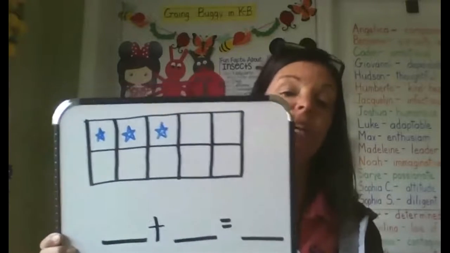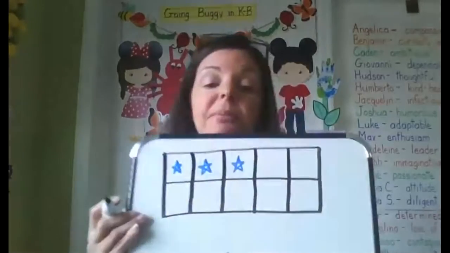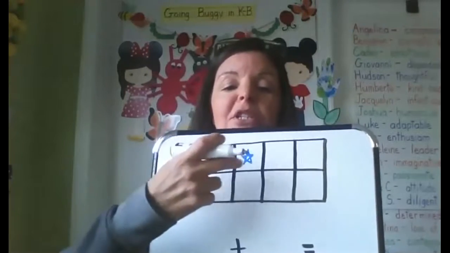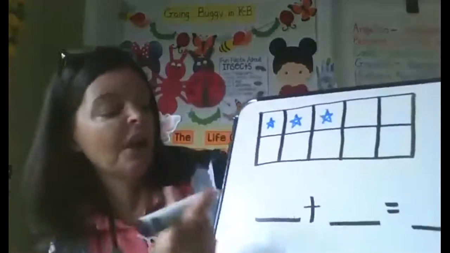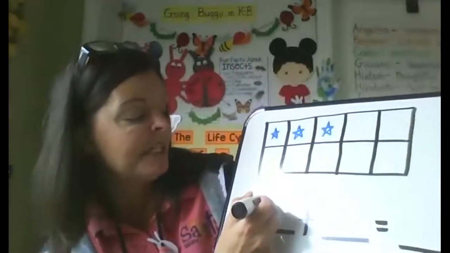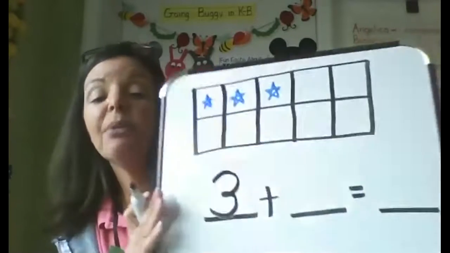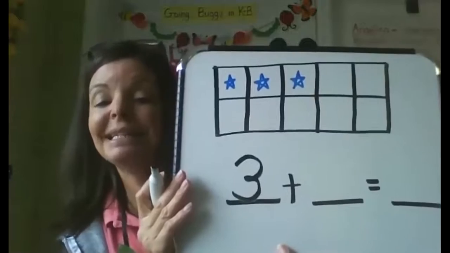at our 10 frame and start by counting how many spaces are filled in the 10 frame. So I have 1, 2, 3. So I have 3 stars. So what am I going to do? I'm going to go to my first space and write 3. And how many more is going to make it 10?